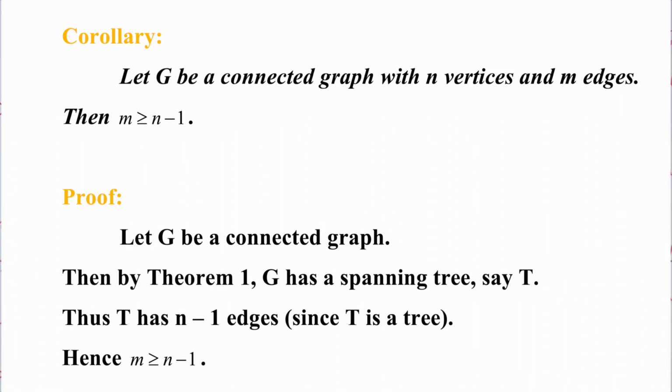Now, let G be a connected graph. Then by the theorem that we just studied, G has a spanning tree, say T. Then clearly T has n minus 1 edges since T is a tree. So, if it has n minus 1 edges, then the number of edges, which is m, is greater than or equal to n minus 1. So, that proves our corollary. Now, let us see the next theorem.